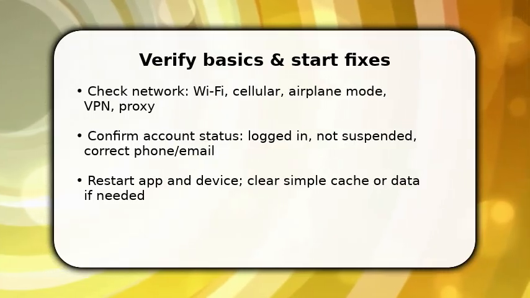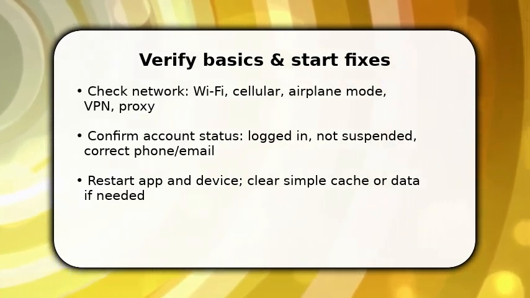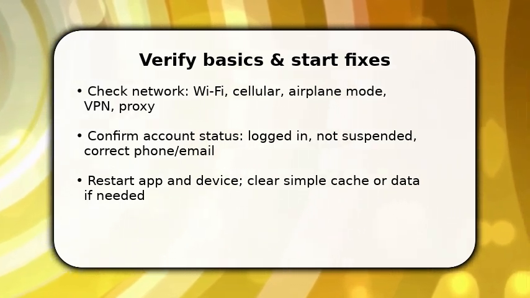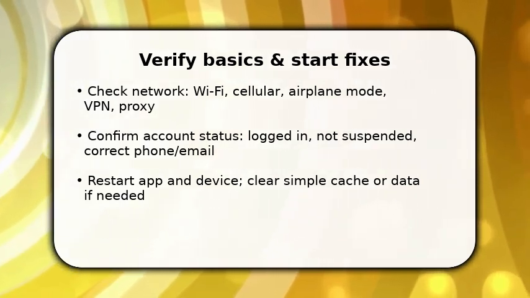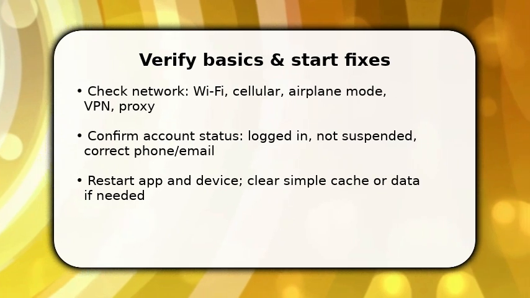You begin by verifying prerequisites and taking the first actions. Check your network connection and toggle Wi-Fi or cellular off and on. Disable VPN or proxy to rule out routing. Make sure you're signed into the correct account and that the contact uses the same service.